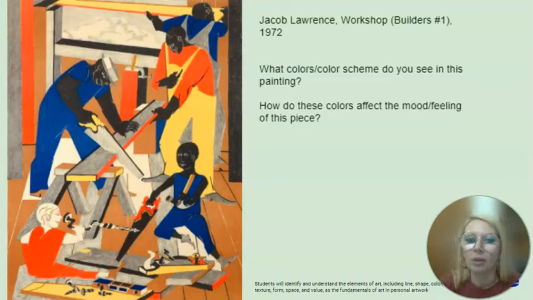What colors or color scheme do you see in this painting? How do these colors affect the mood or feeling of this piece? Back to your Elements of Art notebook. It had all different color schemes. It had complementary colors, analogous colors. What do you see when you look at this?